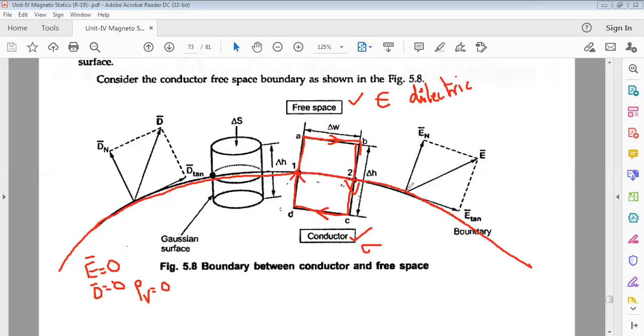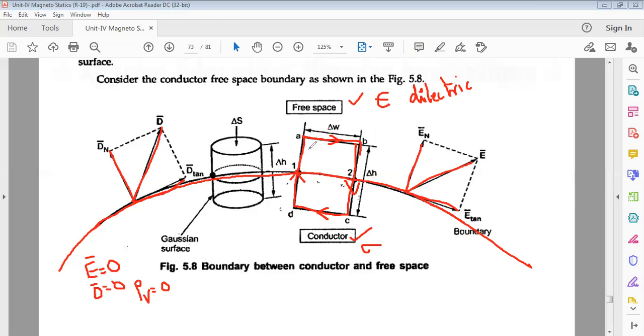Okay, this is a line for the E normal bar and this is a line for the E tangential bar. Similarly, to find the D tangential bar and the D normal bar, to get the D bar, and here also to get the E bar. First of all, I am finding out the tangential component of electric field and the electric flux.